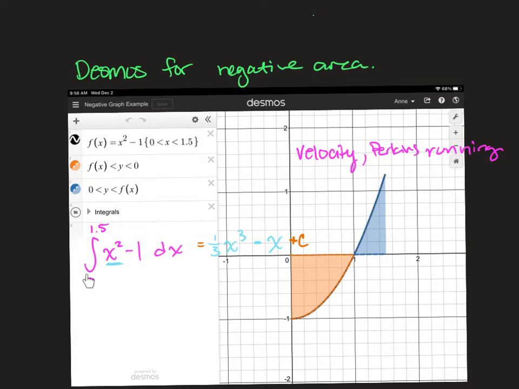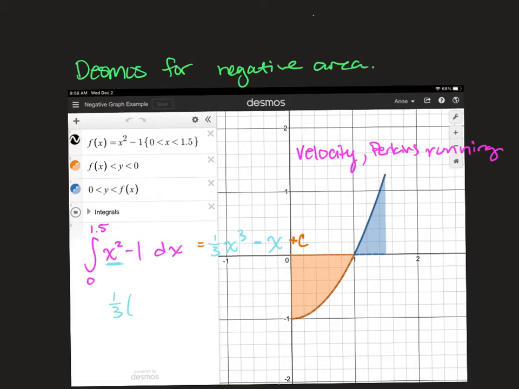Okay, so now I gotta deal with the 0 and the 1.5. I don't know why this thing keeps skipping in and out. It's kind of annoying. Why is it doing that? Ugh, super annoying.